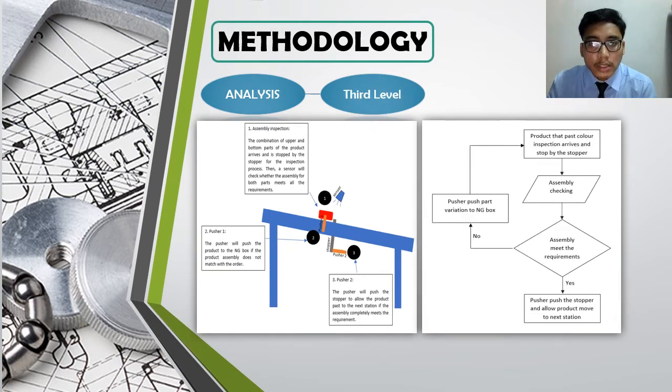Now we go on to the third level of the quality inspection line. The mechanism for this third level is still the same as the first and second levels of the quality inspection line. However, it will be different in the process of the inspection, which is that this level will check the assembly of the bottom part and upper part of the products.